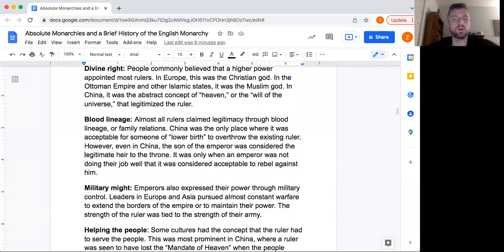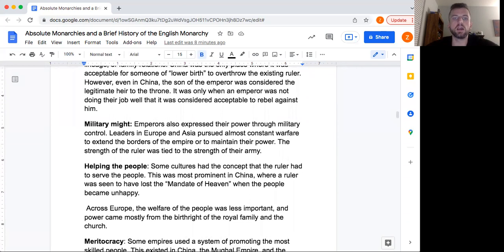It was only when an emperor was not doing their job that it was considered acceptable to rebel against him. Military might. Emperors also expressed their power through military control. Leaders in Europe and Asia pursued almost constant warfare to extend the borders of the empire or to gain their power. The strength of the ruler was tied to the strength of their army.